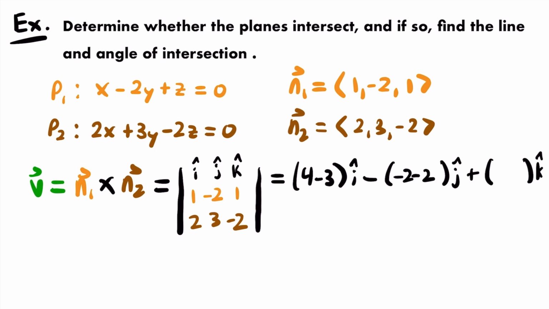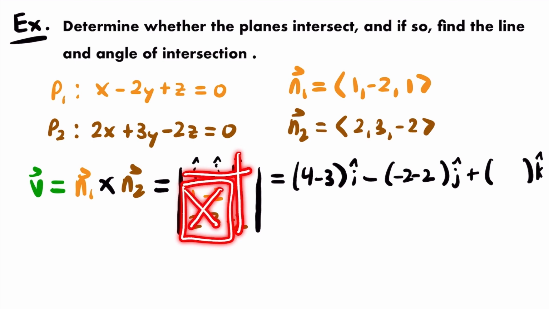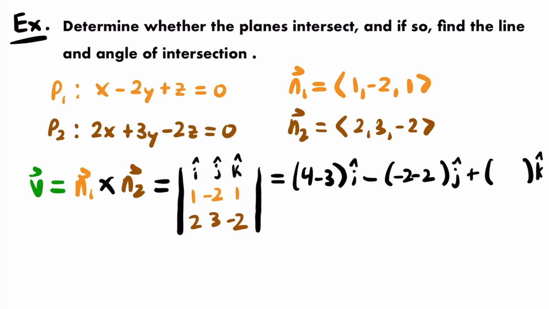And then finally, we're going to look at k. We'll cross out this row and this column and work with these 4 values. We'll have 1 times 3, which is 3, minus -2 times 2, which is -4. So we have 3 minus -4. Now, if we simplify, this will be equal to i plus 4j plus 7k.